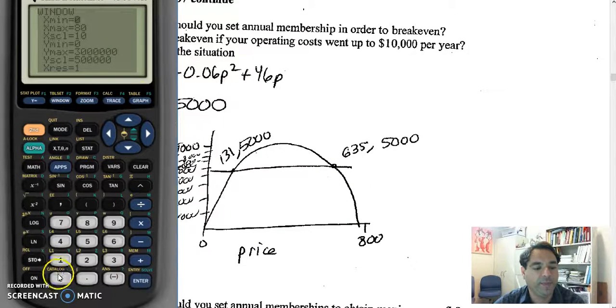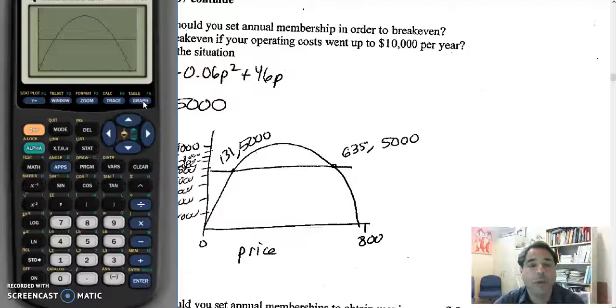On the calculator, my window will be 0 to, we said 800, counting by hundreds. And then revenue is 0 to, let's do 10,000, counting by, let's say, thousands. And then when I hit graph, I should see the revenue go up and go down, and then the cost is flat. So there's the revenue, there's the cost, and we're going to find out where it breaks even. Break even is where they intersect. Again, you could also do the quadratic formula on the quadratic one to find the x-intercepts, or you can do it in the calculator, your choice.